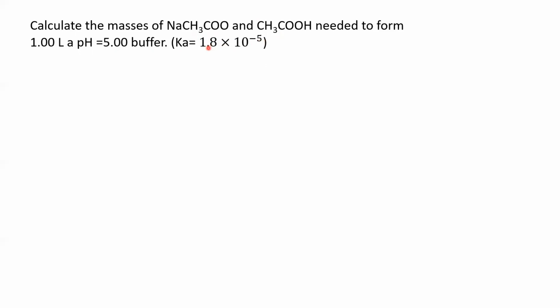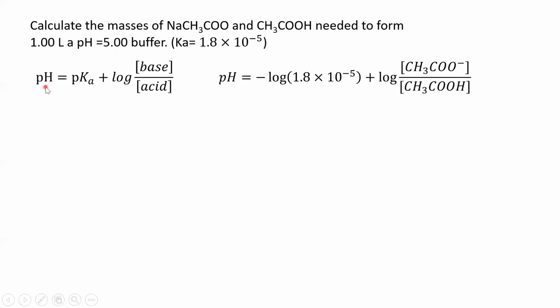We're going to do the same kind of thing. We're going to use our Henderson-Hasselbalch equation. We're given the pH that we're looking for. We're given the Ka so we can calculate the pKa. So pH equals pKa plus the log of our base over our acid. pKa is calculated by taking the negative log of the Ka value, and the ratio is the concentration of our base, which is the acetate ion, over our acid, which is acetic acid. Well, we know what pH we want. We want a 5.00 pH buffer solution.